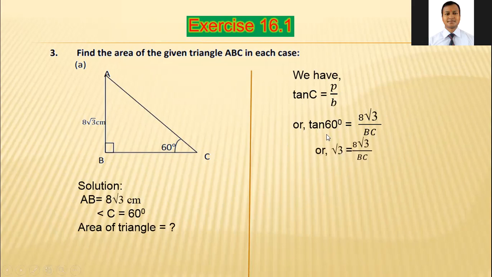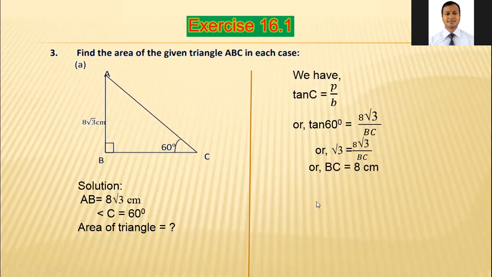which gives us root 3. Tan 60 is root 3 or not? Yes. Tan 60 is root 3 is equal to 8 root 3 divided by BC, and it gives us BC is equal to 8. How it becomes 8? Can you say it? Root 3 we can cancel. Yes, sir. Right. And after taking BC here, BC is equal to 8, 8 centimeter. Okay? BC is equal to 8 centimeter.